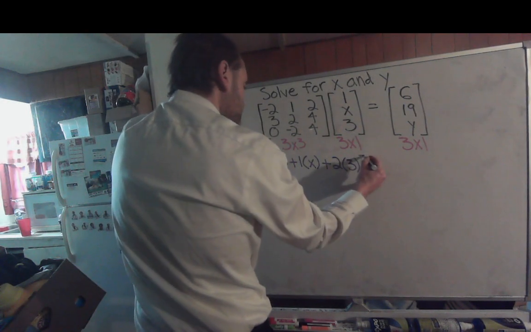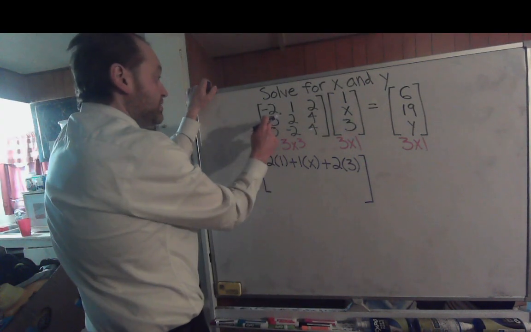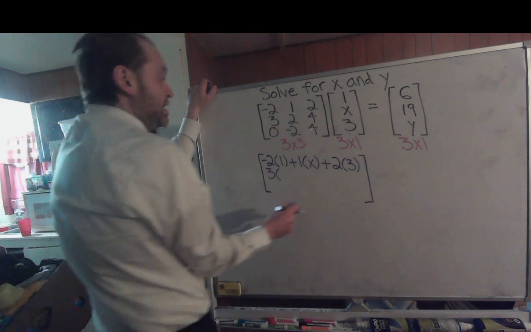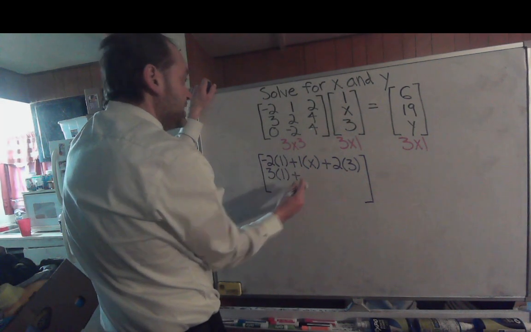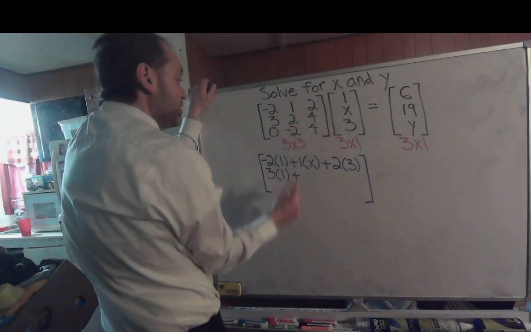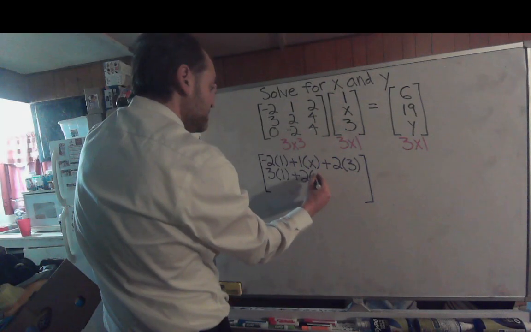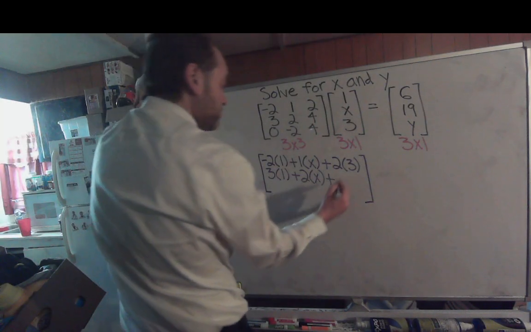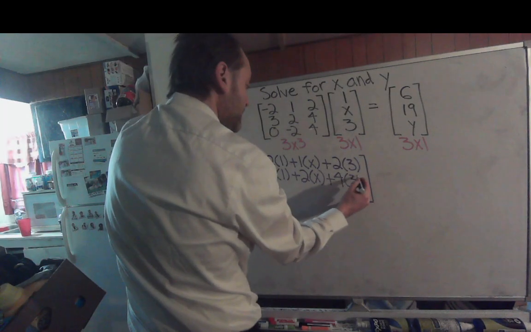And then we're going to get our second number. We'll take the first number of the second row, which would be 3, times the first number of the column, which would be 1, plus we'll take the second number of the second row, which would be 2, times the second number of the column, which would be x, plus we'll take the third number of the second row, which would be 4, times the third number of the column, which would be 3.